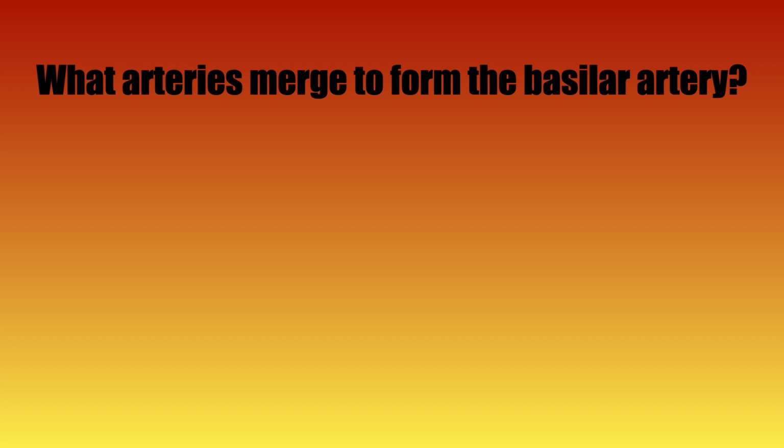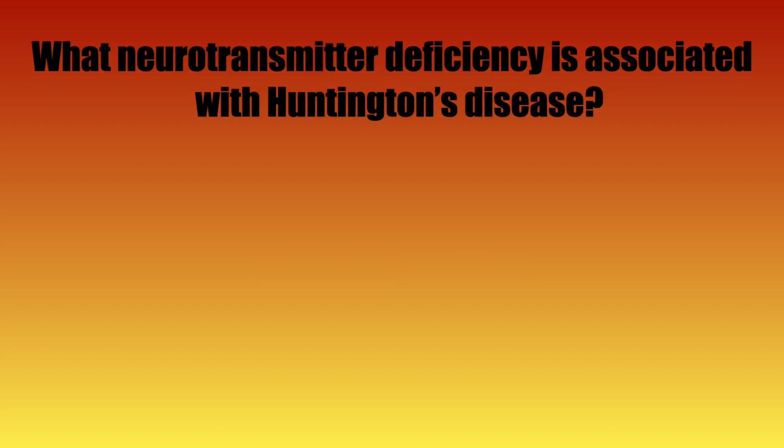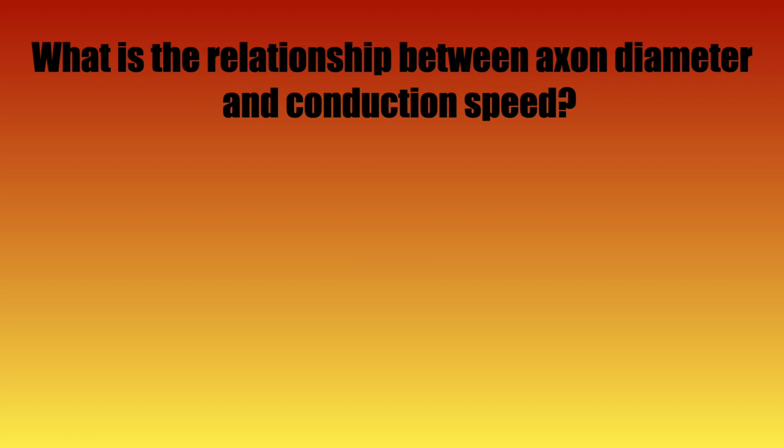What arteries merge to form the basilar artery? The answer is vertebral arteries. What neurotransmitter deficiency is associated with Huntington's disease? The answer is GABA. What is the relationship between axon diameter and conduction speed?